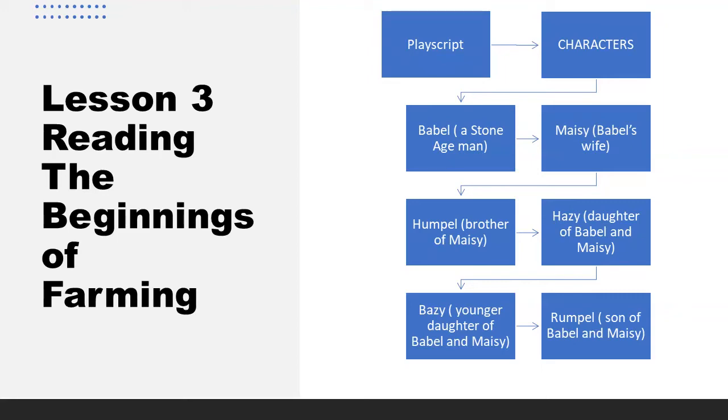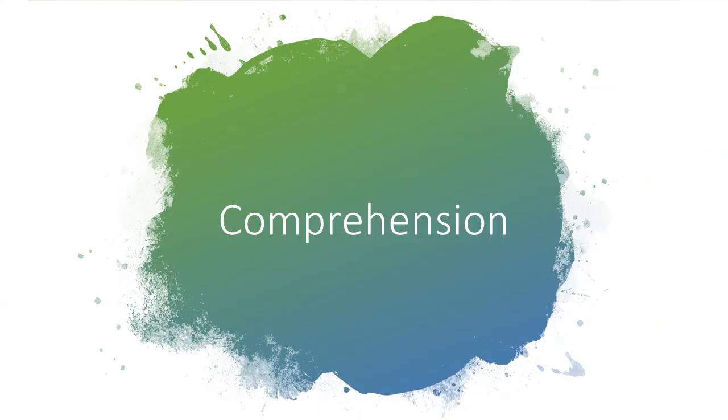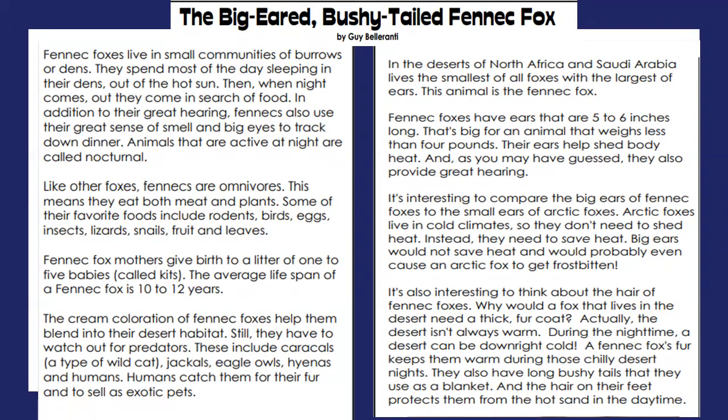Our next section is comprehension. Comprehension is basically understanding from the reading, or reading for understanding. When we read something, we have to comprehend the information and the main idea, we have to understand what is said in the text. First we will read the text and then we will answer the questions at the end. So let's start reading. The title of the passage is The Big-Eared, Bushy-Tailed Fennec Fox.